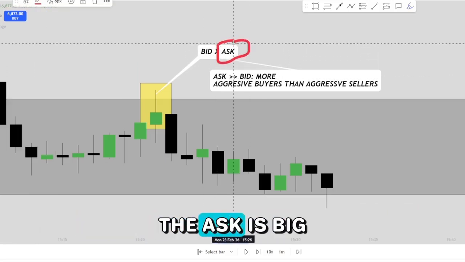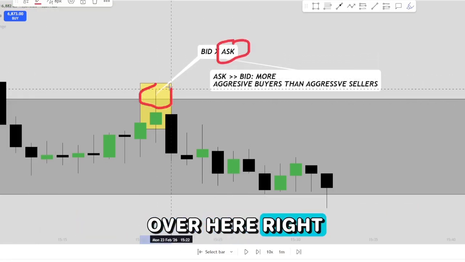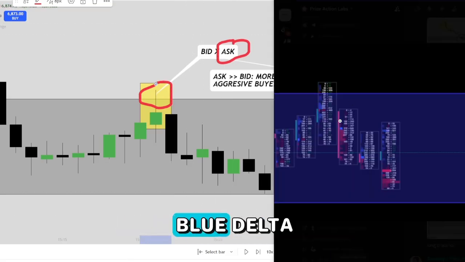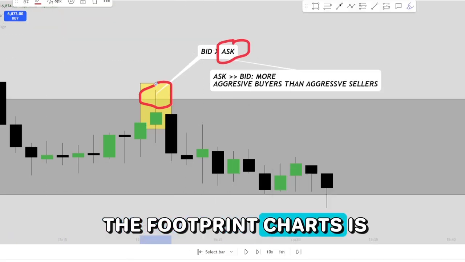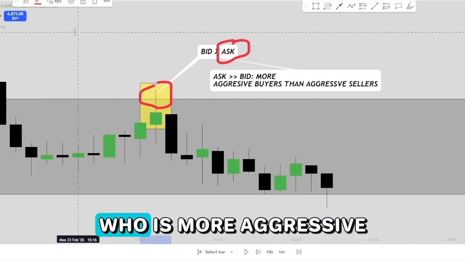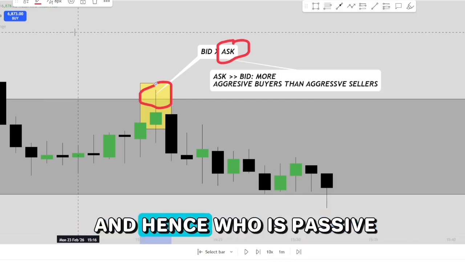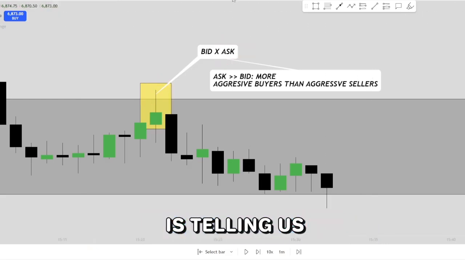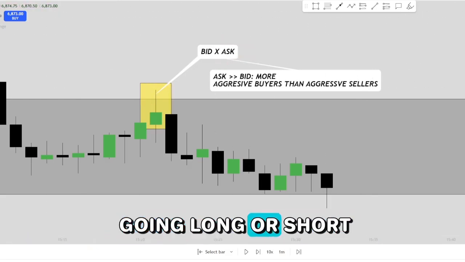The ask is big over here, right? The ask is greater than the bid. We see that through blue delta. So the power of the footprint charts is that you can see, without reading all the numbers, who is more aggressive and hence who is passive. And who is passive is telling us whether we want to be going long or short.